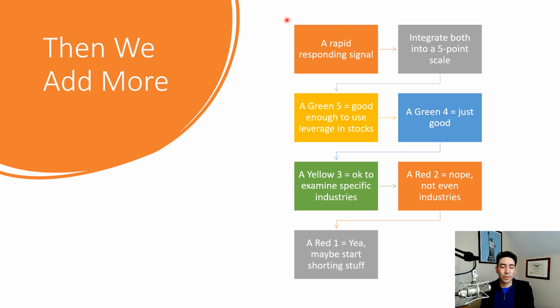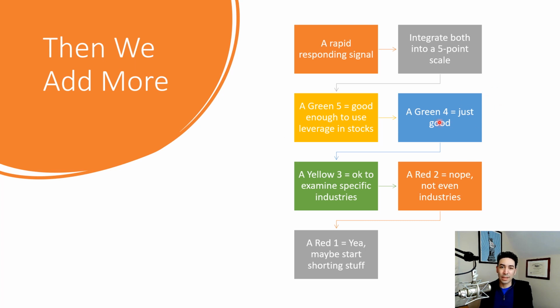And then I put the two of those indicators together and we integrate them into a 5-point scale. And that's where all the colors come from. A green 5 means, hey, the macroeconomy is good enough that you might want to pick up leveraged stocks. I'm not saying you should if you see a green 5, but there is a leveraged portfolio in 2021. It returned 84% in stocks, right? Just stocks. And that's what it follows: macroeconomy is a green 5, go into leverage, right?